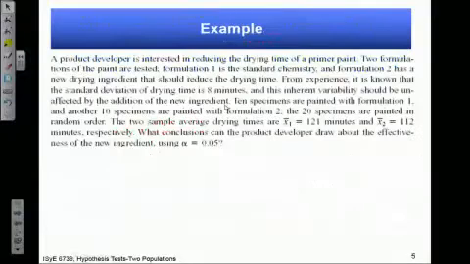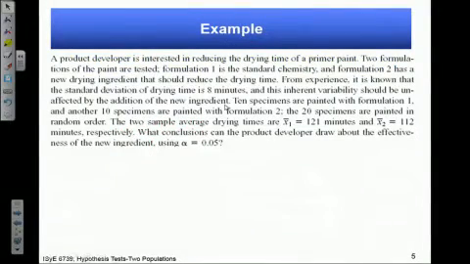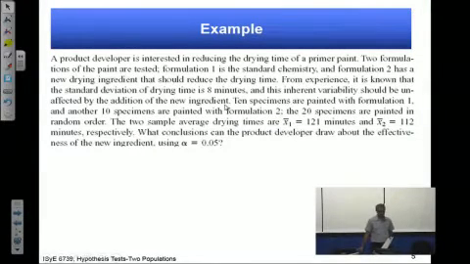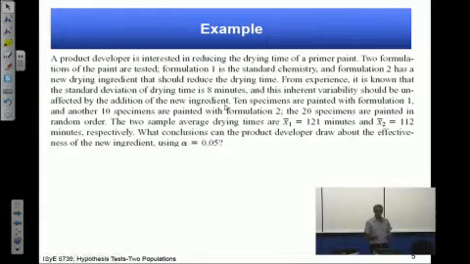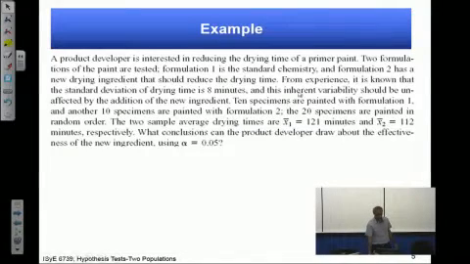So let's see one example. A product developer is interested in reducing the drying time of a primer paint. They have two formulations. So two formulations means what? Two populations. The first one is a standard one. The second one has some drying ingredient that should expedite the drying process. From experience, it is known that the standard deviation of drying time is 8 minutes.